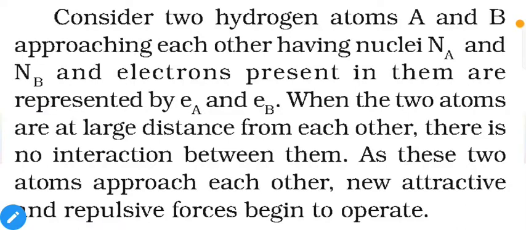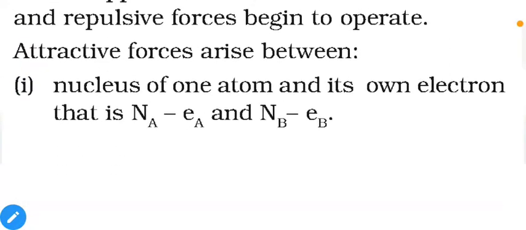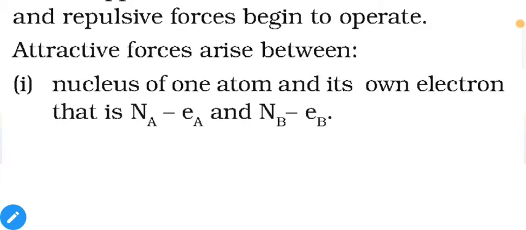Now if we decrease the distance between two hydrogen atoms, then new attractive and repulsive forces will be produced, because as the distance decreases, attraction and repulsion increase. So we are forcing hydrogen atoms to come close to each other. That's why different types of attractive and repulsive forces will be produced. First of all, attractive forces arise between, as we know, opposite or unlike charges. That means each nucleus will attract electrons.